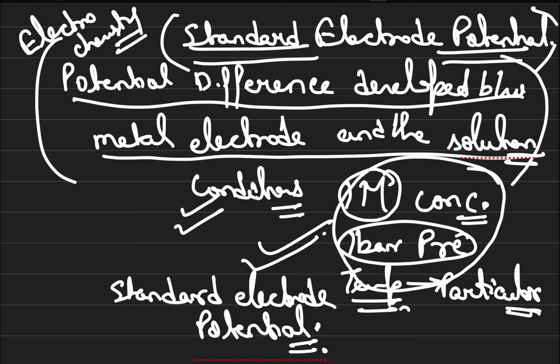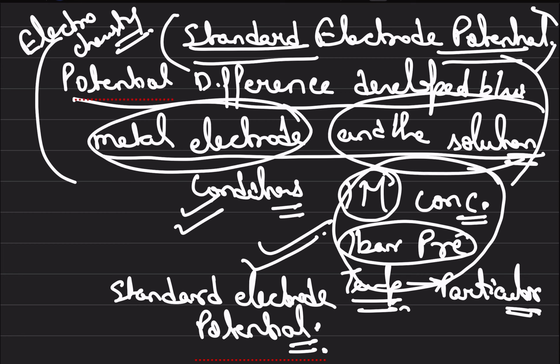So today we will see the various concepts in electrochemistry. Our first concept is the standard electrode potential. The conditions we have to remember are a 1 molar concentration and a pressure of 1 bar. It is the potential difference which is developed between the metal electrode and the solution.